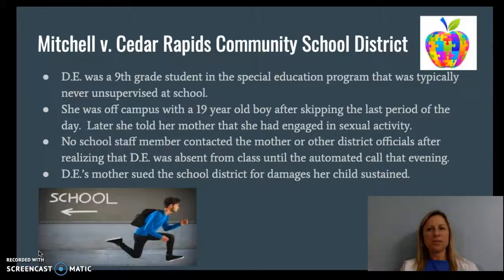And on the day that she missed school, while the teachers that were in that class did mark her as absent, no one ever contacted the mother at that time or any of the other school district officials after realizing that the student was absent from class, even though they knew that student typically was monitored at all times. And so the mother didn't know really until just getting an automated call that evening. And so the mother sued the school district for damages that her child sustained while she was gone out of the classroom.